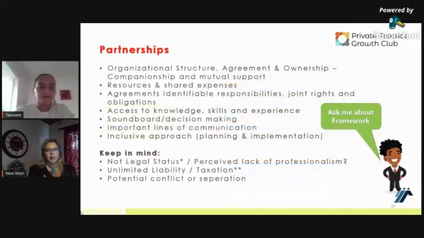Definitely. So some of the things I wanted to discuss with you in terms of partnerships are some of the advantages, and some of the things you need to look out for when going into a partnership like this. It's usually an organizational structure. There needs to be some agreement set up, and you need to indicate who's going to be the owners of that organization. The reason is that it's good to have that companionship, and you've got some mutual support.